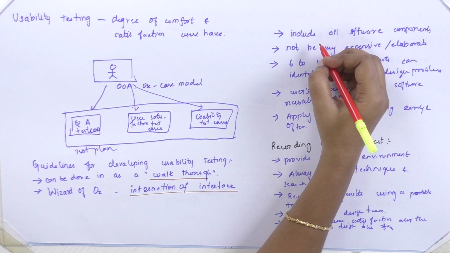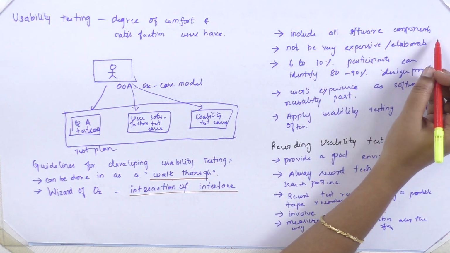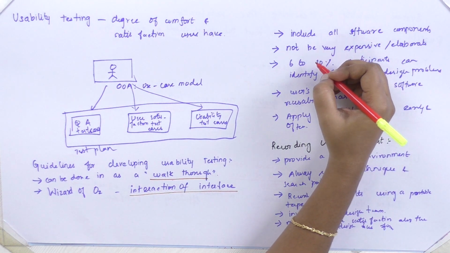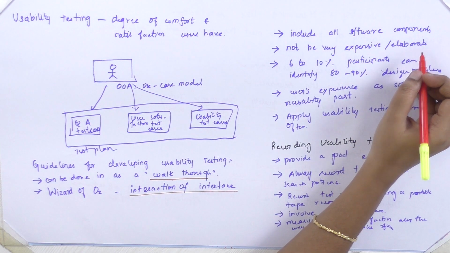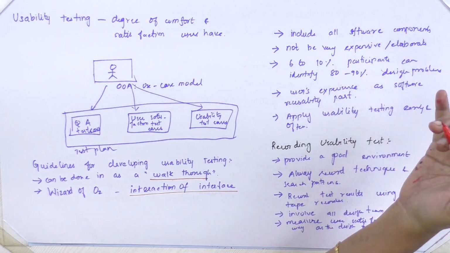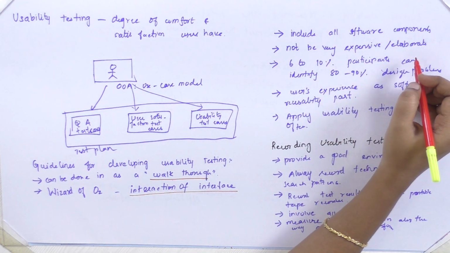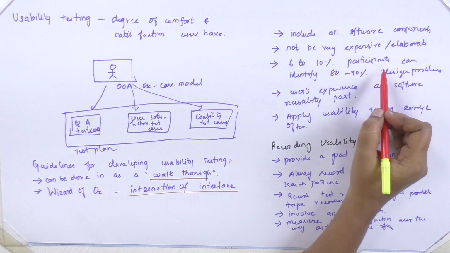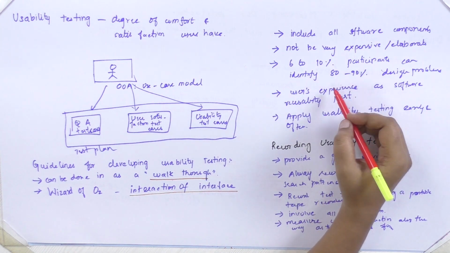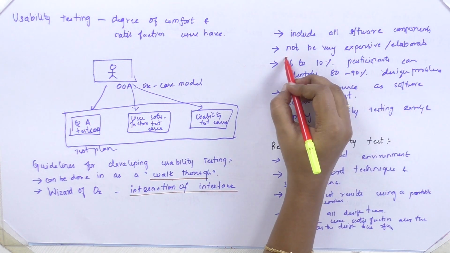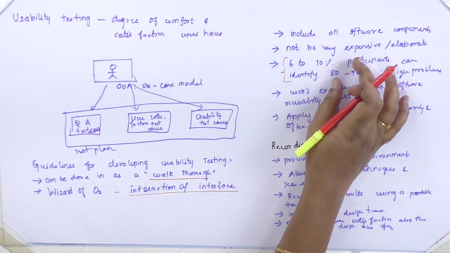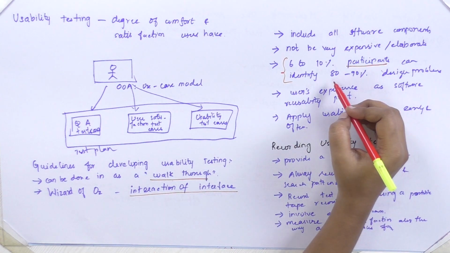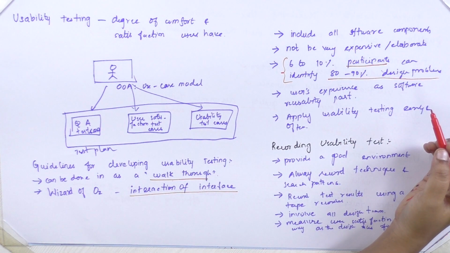Next, your usability testing has to include all the software components you need for the testing, and your usability testing should not be very expensive or elaborate. You can use a very cheap tape recorder, stopwatch and notepad for testing. Next, you have to use the rule that 6 to 10% of the participants should be able to identify 80 to 90% of the design problems. So you have to keep this rule in mind. By keeping this rule in mind, you have to select the participants and test the software to identify the 80 to 90% design problems.